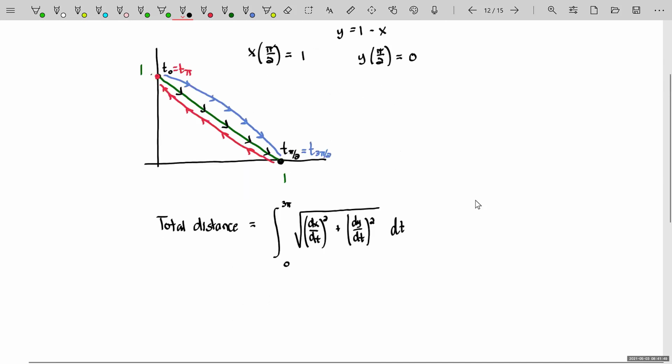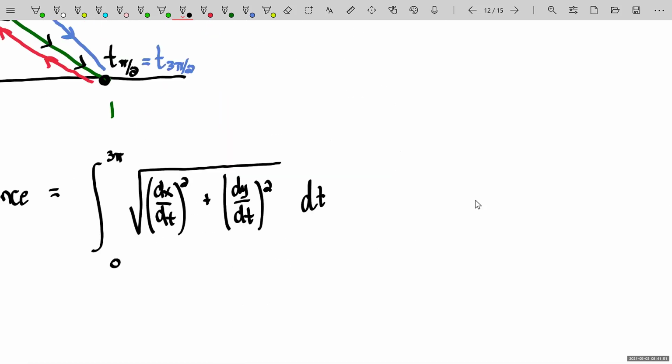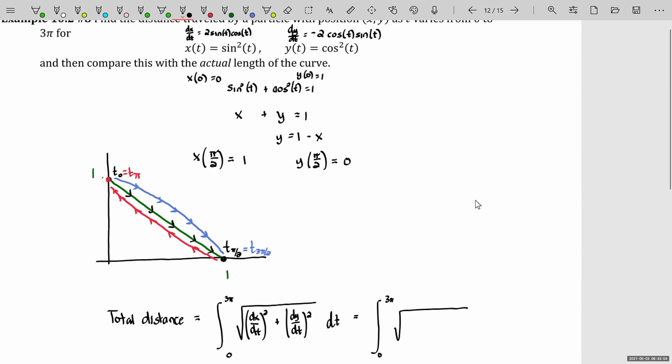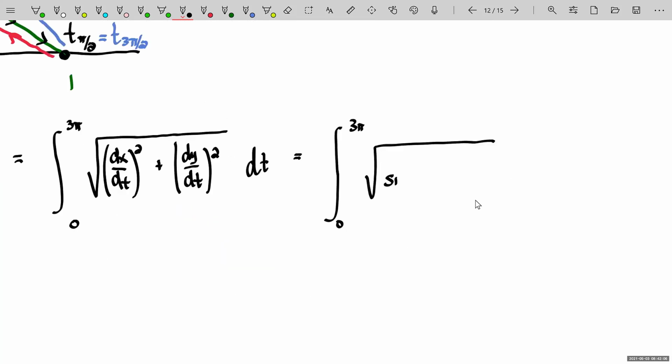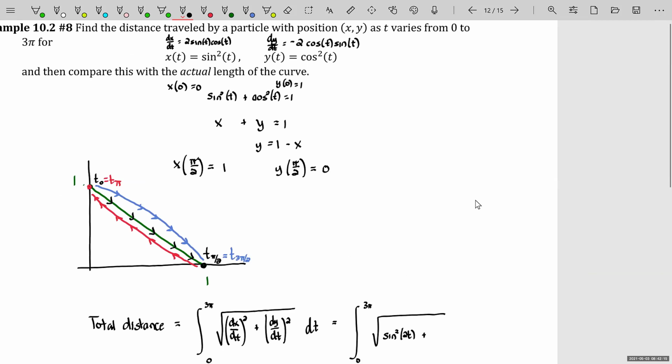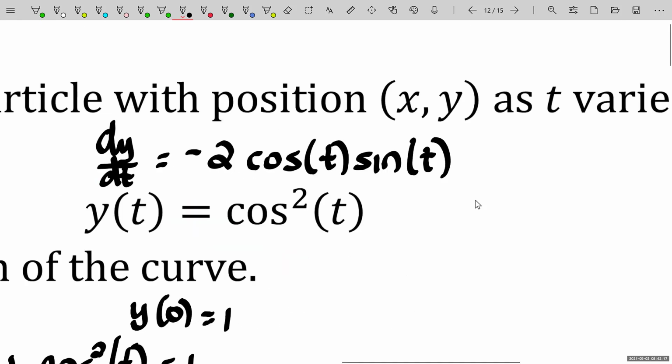So we know that if we were to set up this integral, it would be from time 0 to time 3 pi. Gosh, I keep wanting to write 2 pi. The square root of, again, dx dt, okay, we'll go ahead and write it as sine of the double angle. So it's a sine of the double angle squared. Plus, this is also the sine of the double angle, but negative. But when you square it, it becomes the sine of the double angle squared.